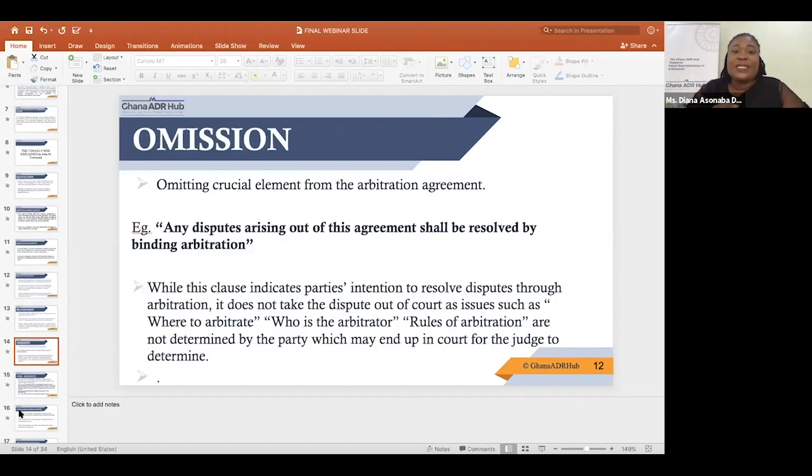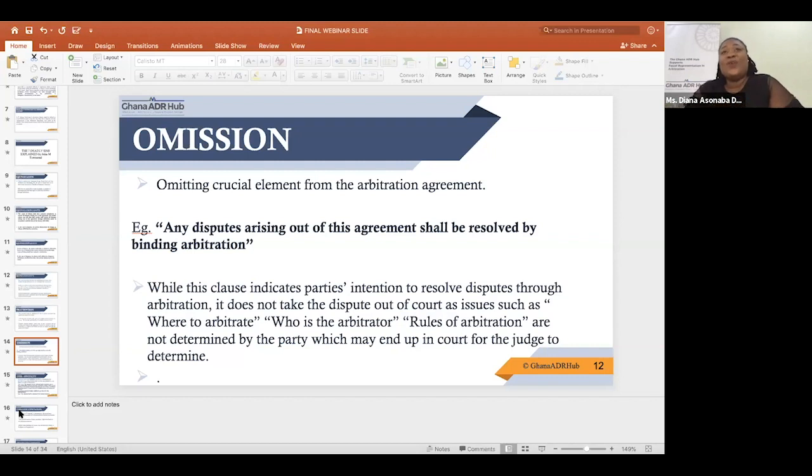Now, the second sin, the third sin, is what we call the sin of omission. So basically, this involves contracting parties omitting very crucial elements from the arbitration agreement. This is one sin that I've seen over and over again in most agreements. So you have, for instance, the parties agree that any disputes arising out of this agreement shall be resolved by binding arbitration. And that is just it.